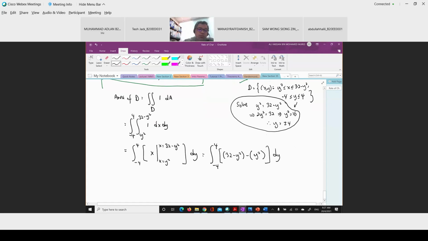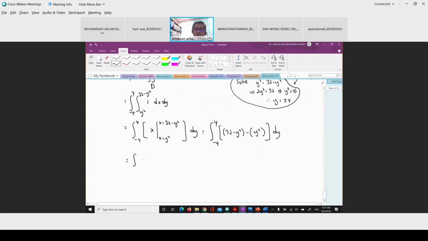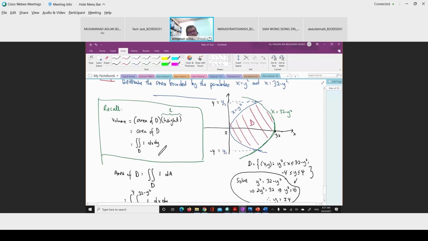So the integrand simplifies to 32 minus 2y squared. I leave it to you to evaluate the single integral and show that the result is 512 over 3. Because it is related to area, we put a unit squared there. Any question about this example? Sorry, the final answer is 512 over 3. There is a delay for me. It takes time for you to arrive, using the internet.